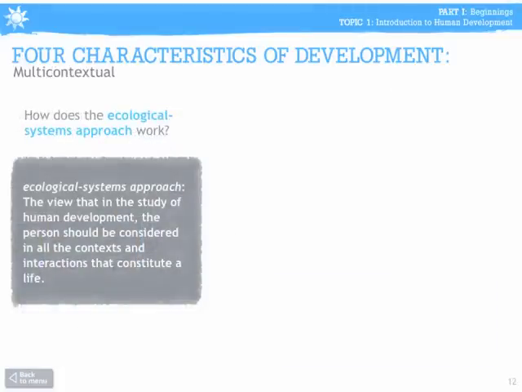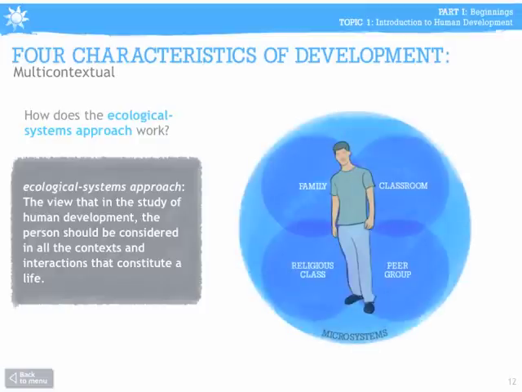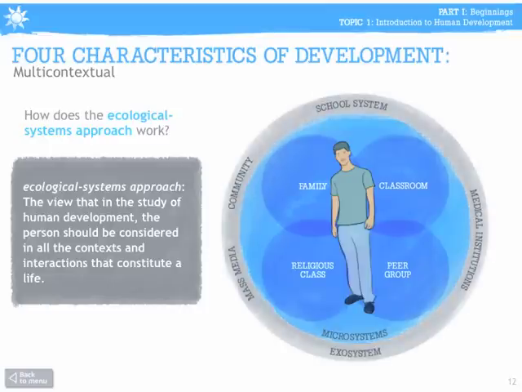In the 1970s, Urie Bronfenbrenner identified different levels and systems that interact over the life of an individual. He named this theory the ecological systems approach and then renamed it the bioecological theory toward the end of his life. It is specific in saying that a person has to be considered within the context of life in general. So the first circle is the person, and then there are microsystems around him: the family, the classroom, the peer group, and religious class.